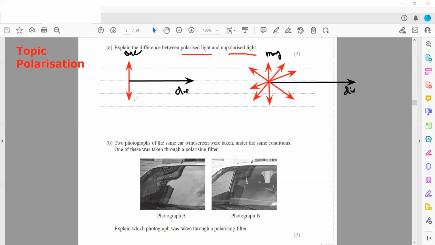So the answer here, you will mention only one vibration, and that vibration is perpendicular to the direction of energy transfer. Here, multiple vibrations, and all the vibrations are 90 degrees or perpendicular to energy transfer.